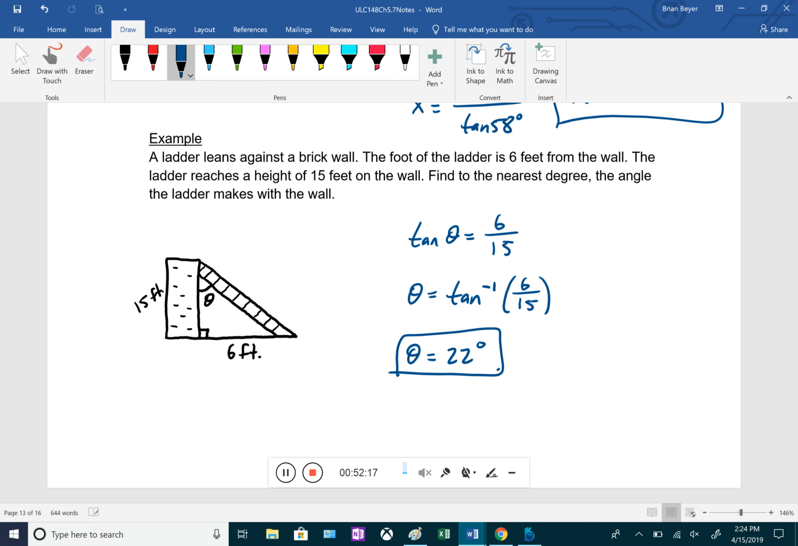Okay, so that's it for this section. For these word problems, you just have to make sure you draw the picture accurately and then use the same techniques that we were doing on the previous page. Okay, so that is it for 5.7.